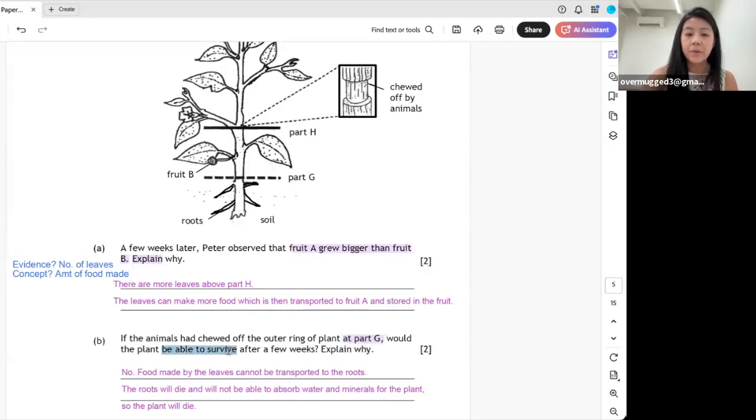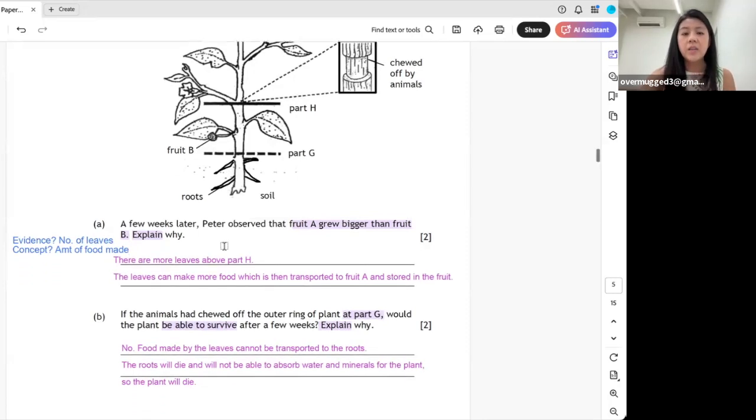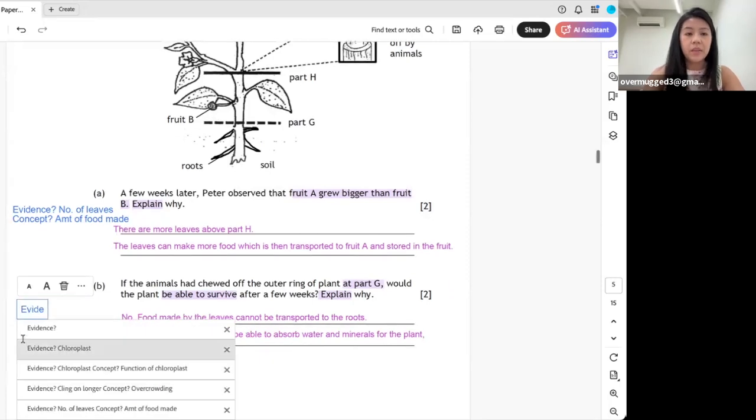would the plant be able to survive after a few weeks? Explain why. Okay, going back to the diagram, part G is here. You realize that part G is below all the leaves. And then under part G, you have roots, okay? So we need to go back to our evidence and concept again. Our evidence is that there are no leaves below part G.